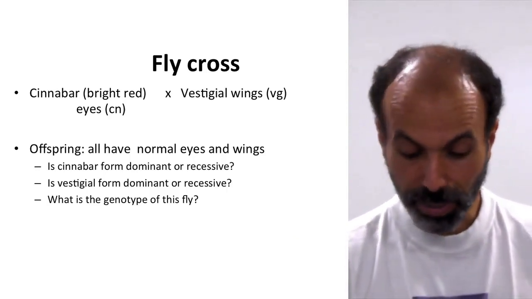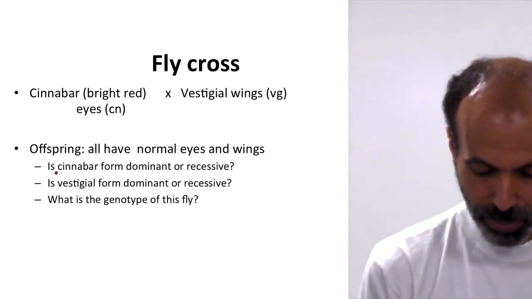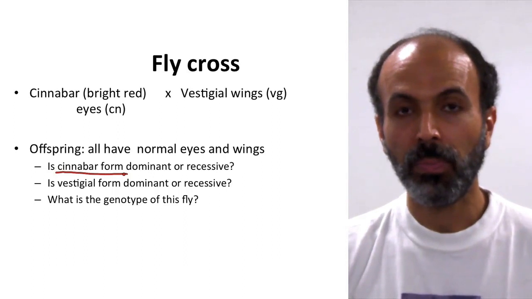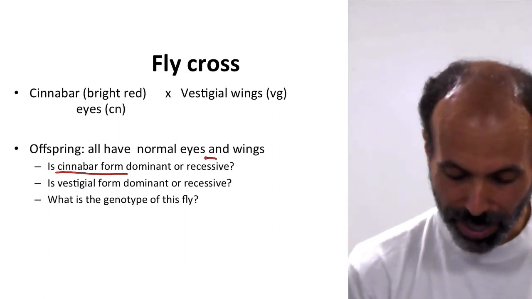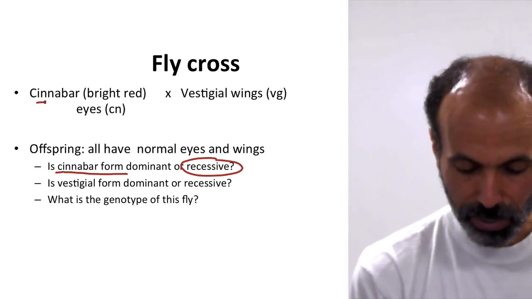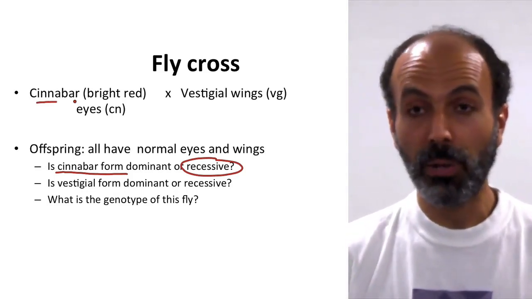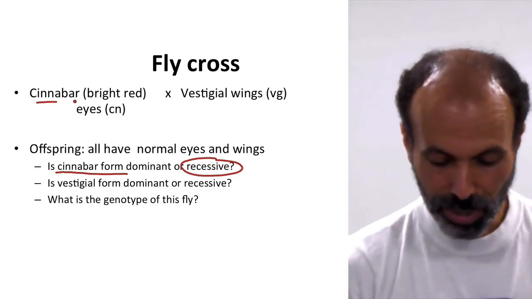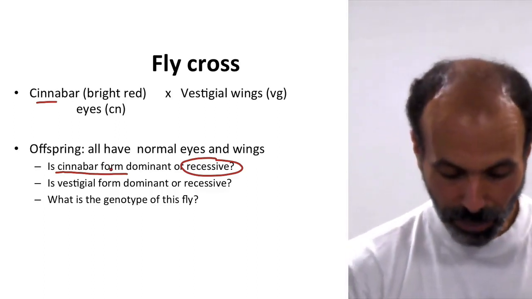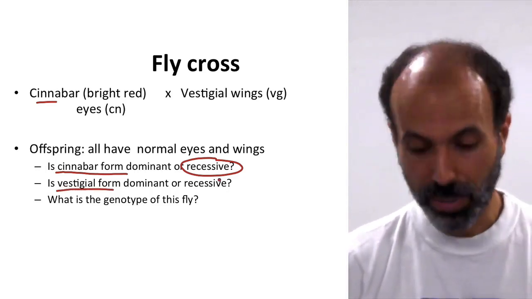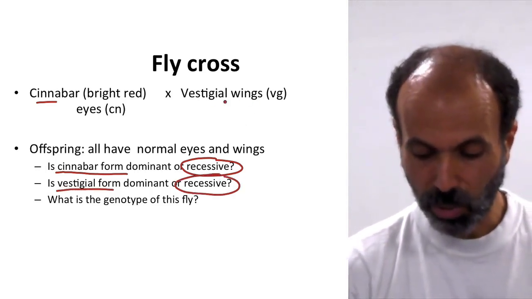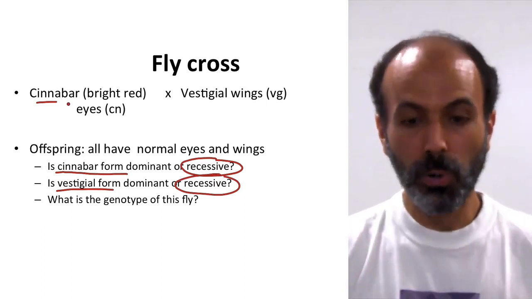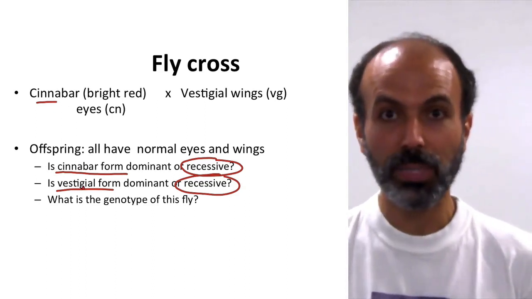Now, we cross these and the offspring all have normal eyes and normal wings. So what can we infer from this? Well, we can actually infer quite a bit. First, is the cinnabar, the bright red eye form, mutation dominant or recessive? Well, in this case, we know the mutation has to be recessive, because we crossed a fly that was cinnabar to a fly with normal eyes, and the flies all had normal eyes. So normal must be dominant, or cinnabar must be recessive. Similarly, vestigial must also be recessive, because again, we crossed a vestigial winged fly to a normal winged fly, and the offspring all had normal wings. So normal wings is dominant, or vestigial form is recessive.